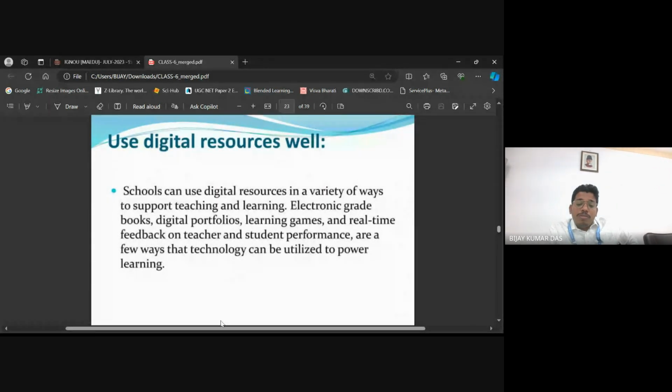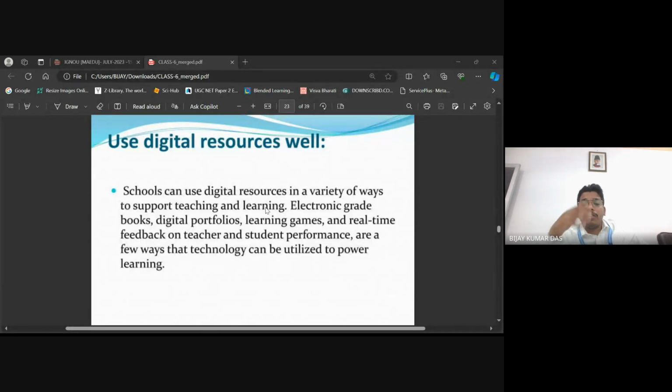Okay. So we are also in our schools nowadays using digital resources as well, right? Schools can use digital resources in a variety of ways, in different forms nowadays. We are using them in a very systematic form, right?